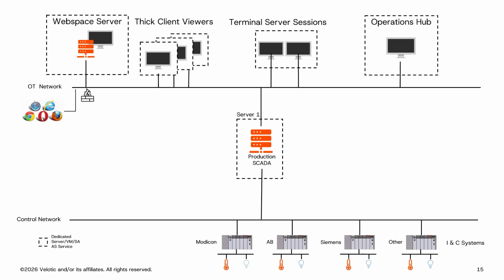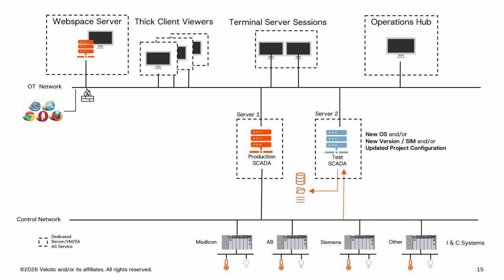So for example, if you're in a production system and you have a production SCADA talking to your plant floor devices and then communicating up that information to our viewers or to Operations Hub or terminal server sessions and web safes, etc. While that's running, let's say that you wanted to upgrade to a new OS because, for example, Windows 10 is going out of support, and maybe in conjunction with that, you're currently running an older version of Simplicity, like Simplicity 10, which is now out of support. Now you want to move up to Simplicity 2024.